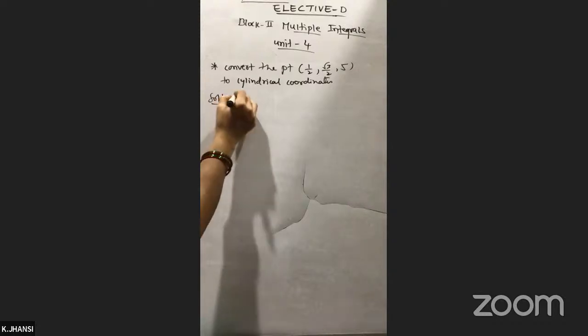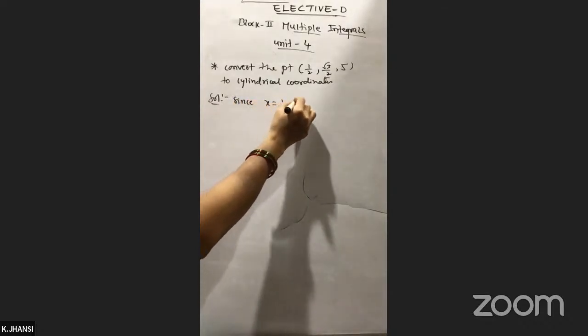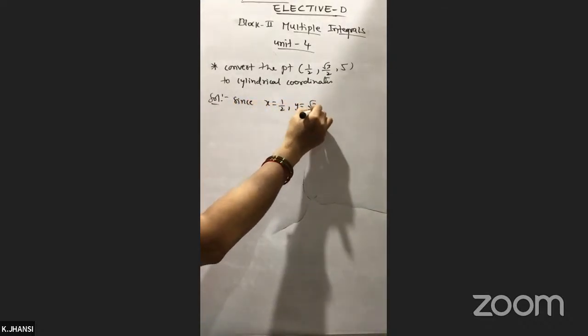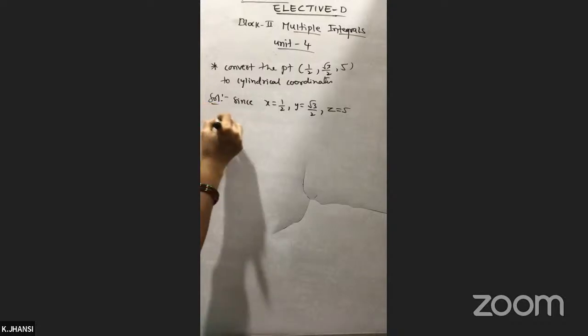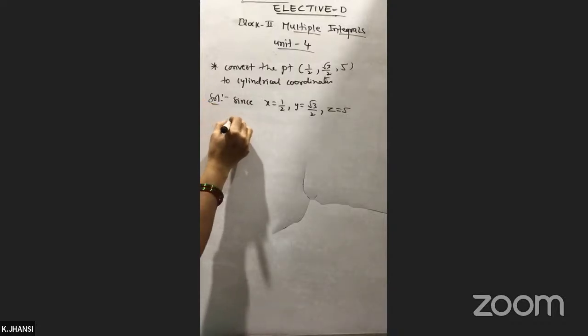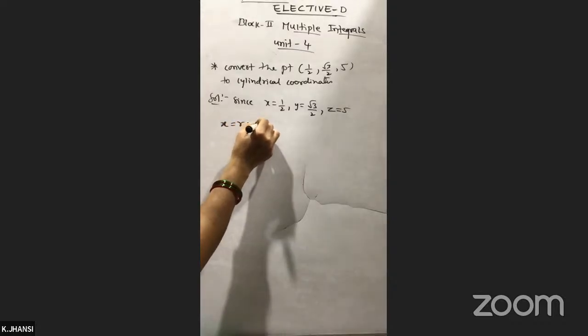So, solution. The values of x, y and z are given here. Since x equals 1 by 2, y equals root 3 by 2 and z equals 5. Okay, so we know the relation x equals r cos theta.